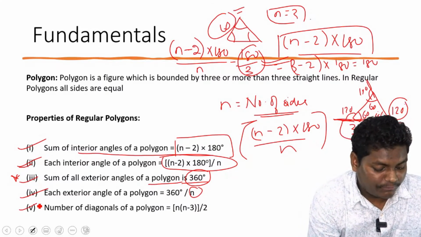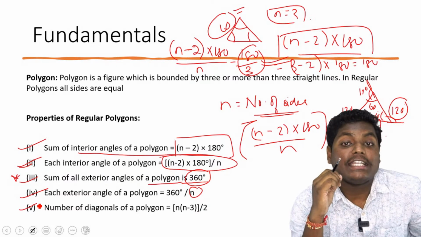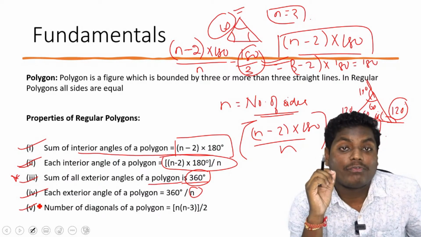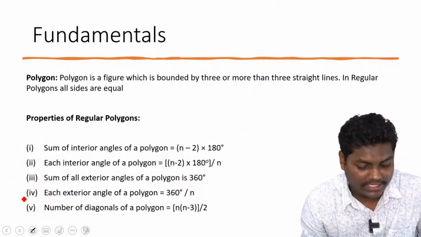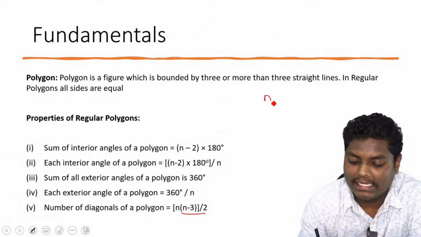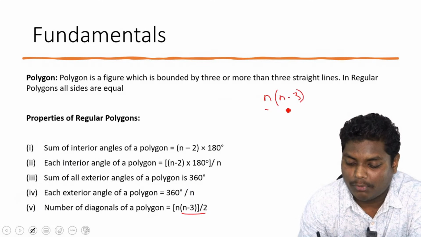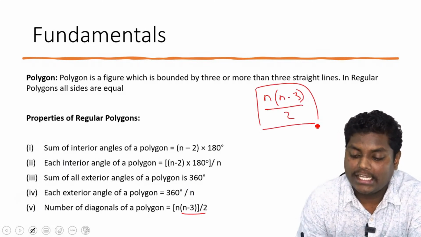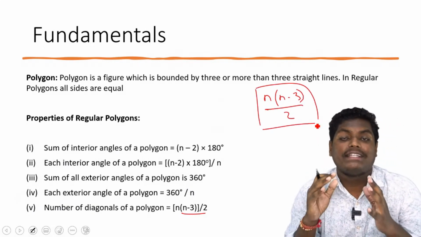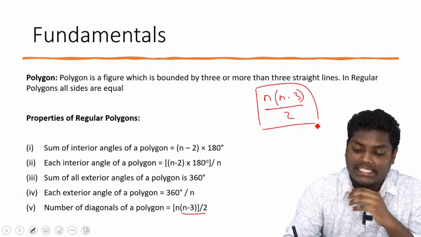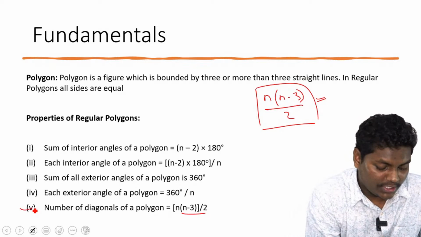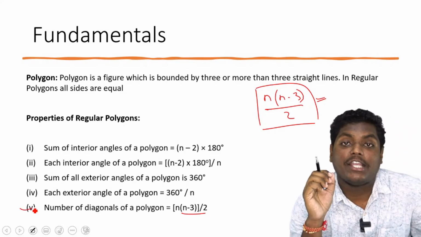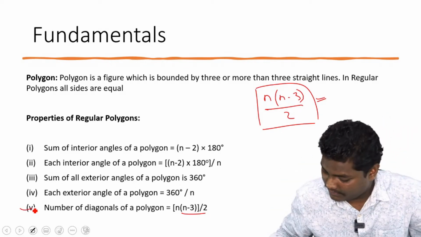Now coming to the fifth point, if you want to find the number of diagonals in a polygon, the formula is, I'll just clean up the screen. The formula is n into (n minus 3) upon 2. We will be discussing questions based on this, and at that time I'll show you logically why it comes to this formula. So the number of diagonals for a polygon is n into (n minus 3) upon 2.